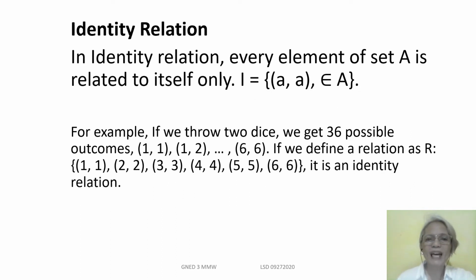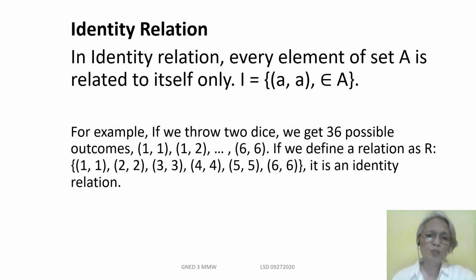What about an identity relation? An identity relation is one in which every element of set A is related to itself only. So we have this notation, the identity relation of ordered pairs (a, a), where a is an element of the set A. So what is the best example?